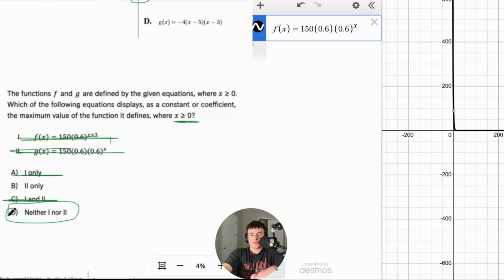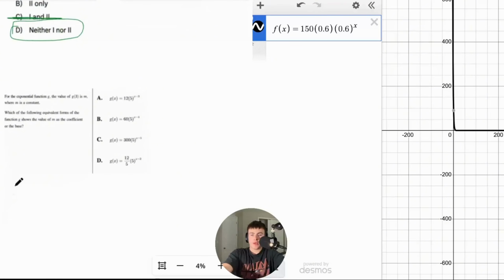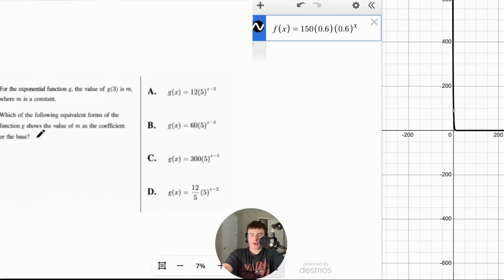So literally type in the functions and see which one shows you the maximum, or whatever you're looking for, as a constant or coefficient. Sometimes it'll say base or coefficient. Doesn't matter. Which one has a number in it? That's it. Last one. Pause this and do it on your own if you haven't.